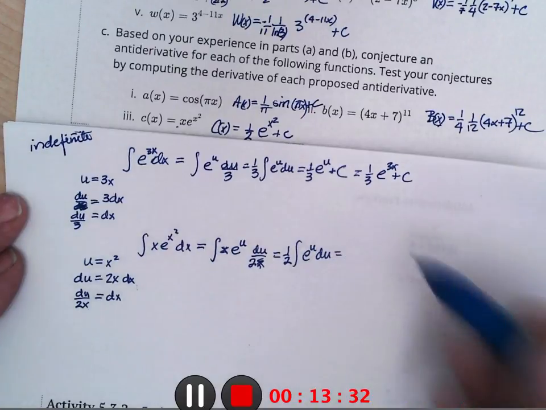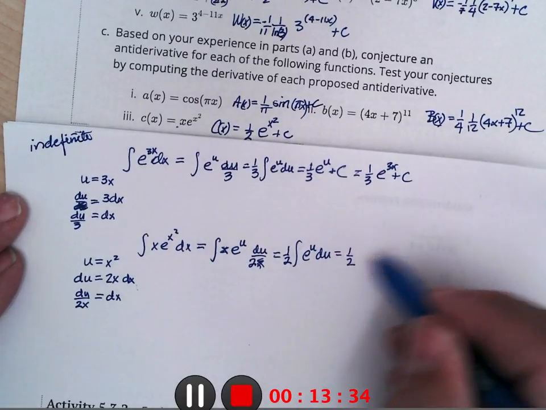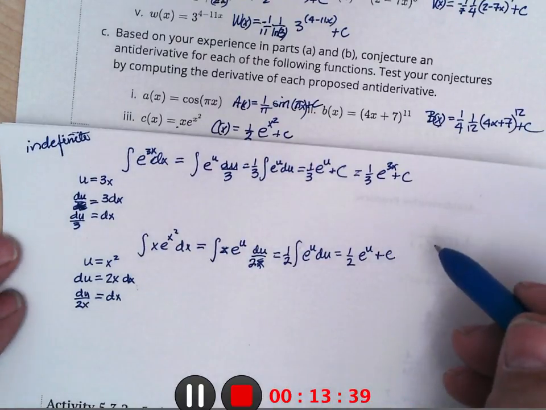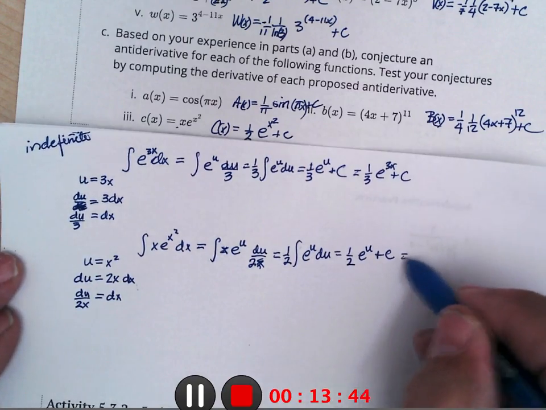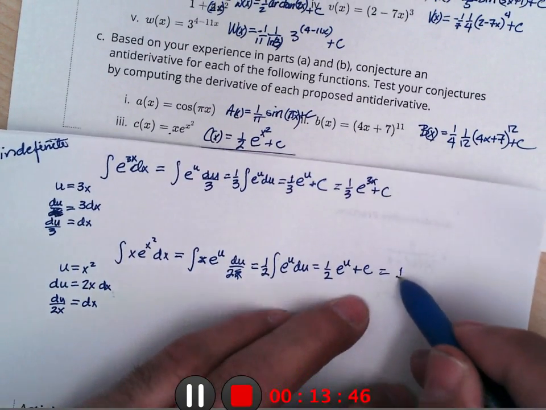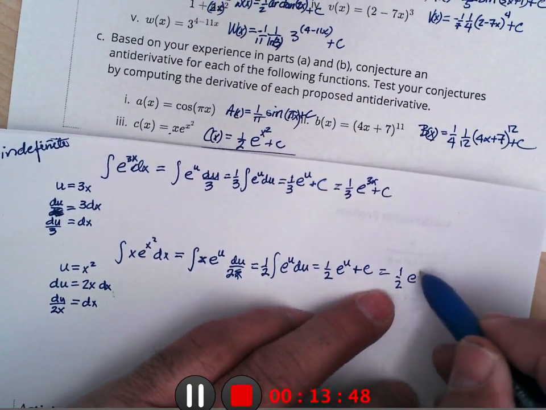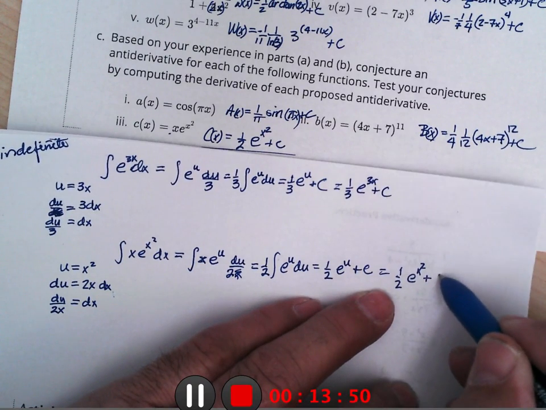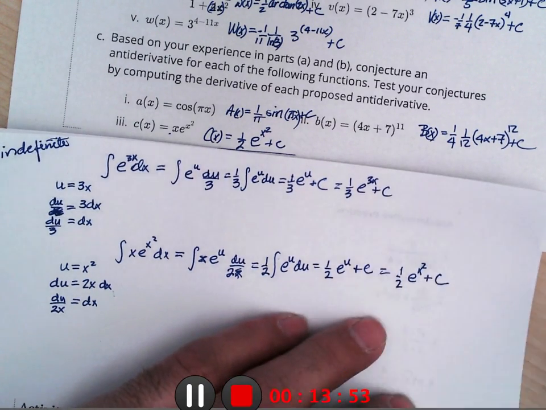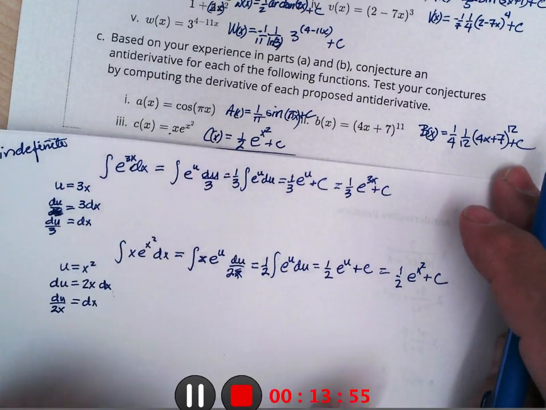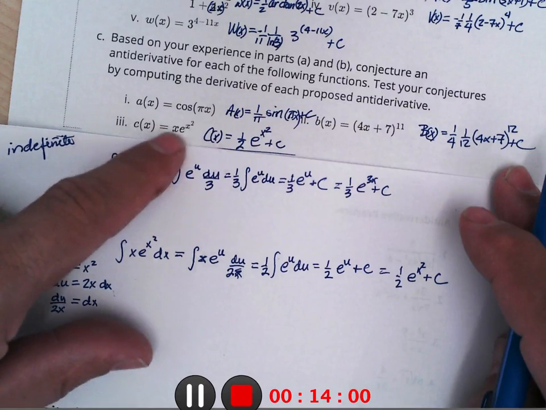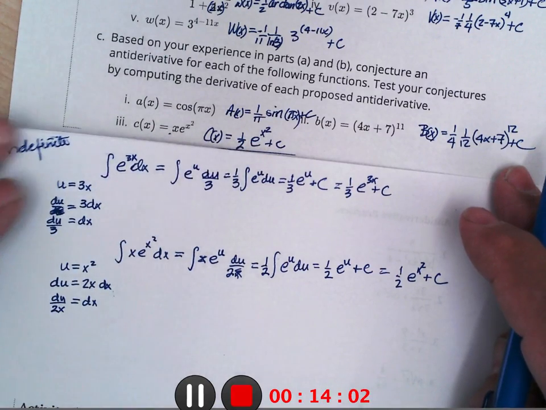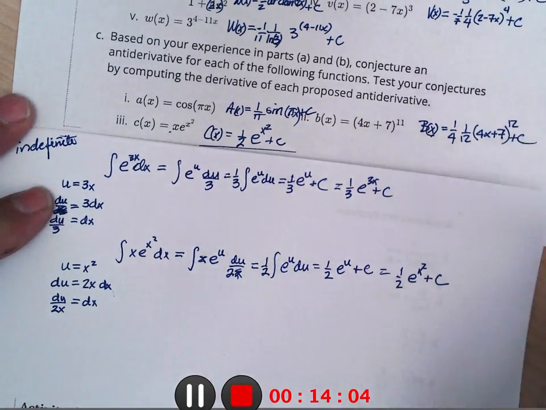It's 1/2 e to the u plus c. And now we go back and put x squared back in for our u, and we get 1/2 e to the x squared plus c. And that's what we decided it was. A little bit more work, but it doesn't require me to have as much insight to how this is going to work. Okay?